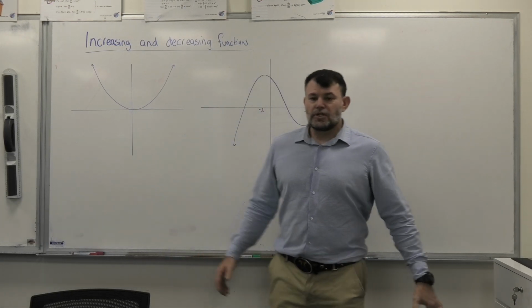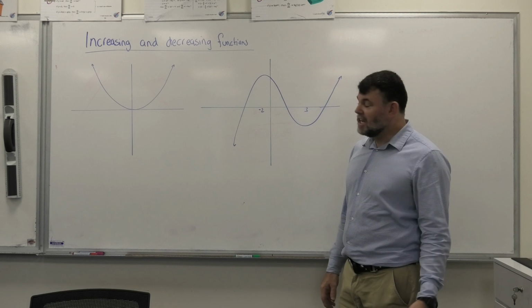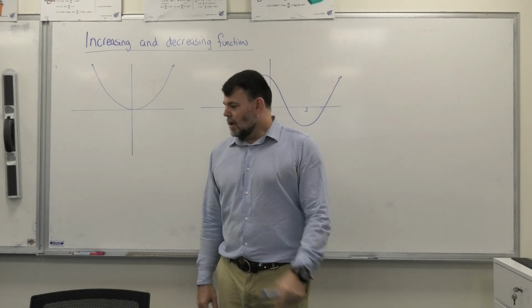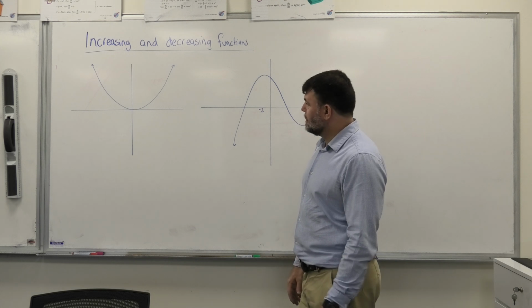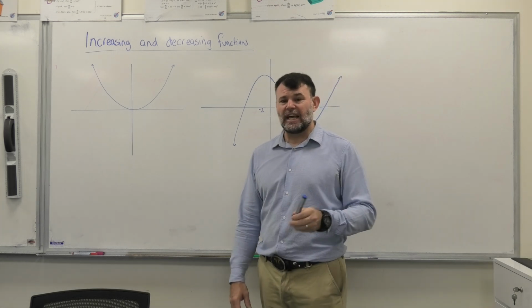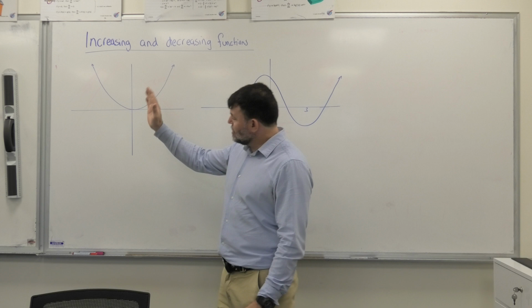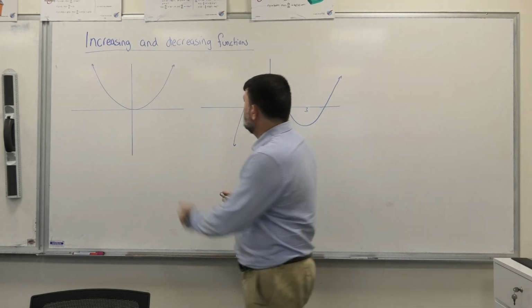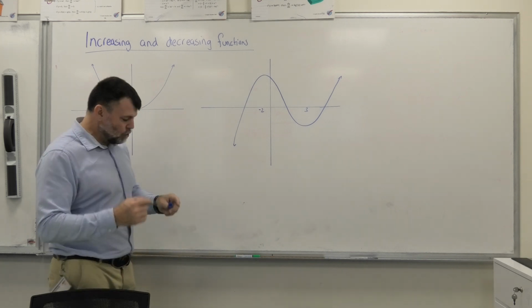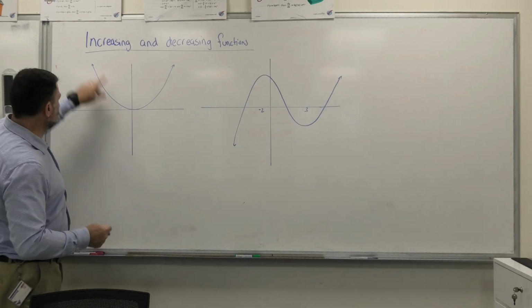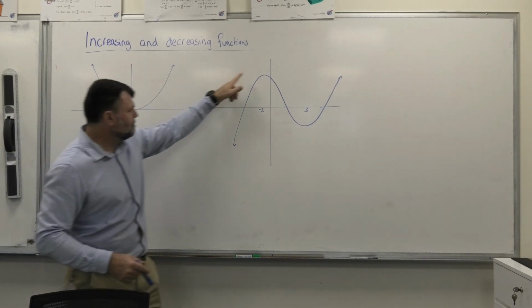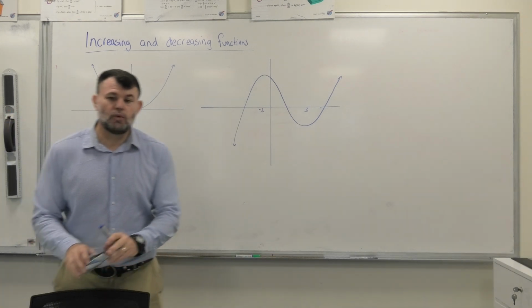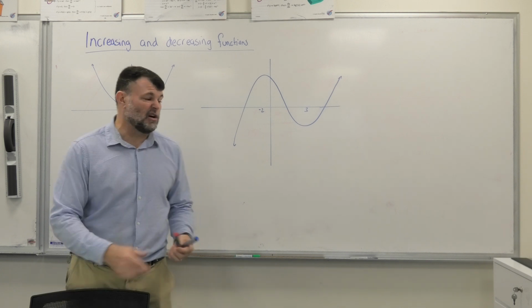How you going, guys? So today we're looking at increasing and decreasing functions. So what does that mean? When we're talking about increasing and decreasing functions, what we're actually looking at is when is the gradient increasing and when is the gradient decreasing. So this here is when we're looking at how does the gradient change according to the function that we're looking at. And the best way to be able to work that out is by using tangent lines.